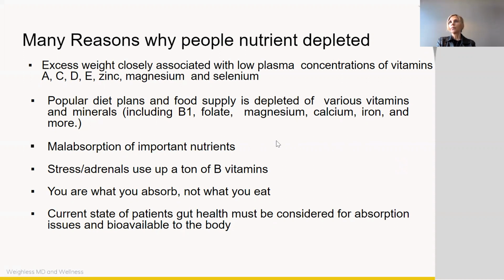Gut health, we all have poor gut health, so we're malabsorbing nutrients. With the stress that our bodies are under, our adrenals consume our B vitamins so rapidly. If you're not constantly replacing the B vitamins, you're going to become depleted so quickly. And this applies to athletes too. The stress their body is under means they have to constantly be repleting with all of these nutrients.